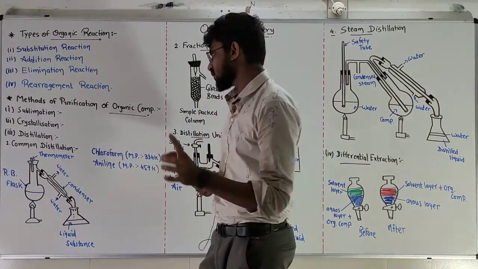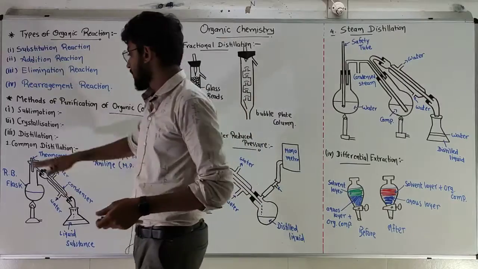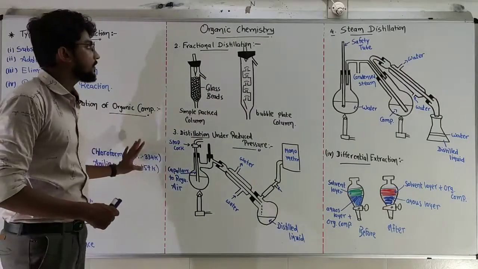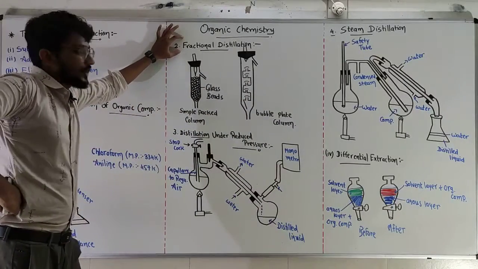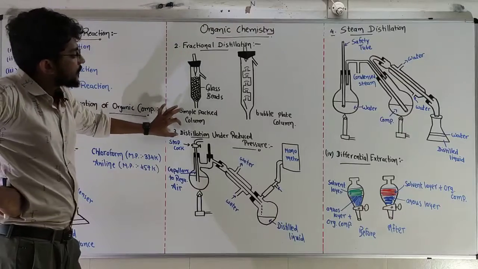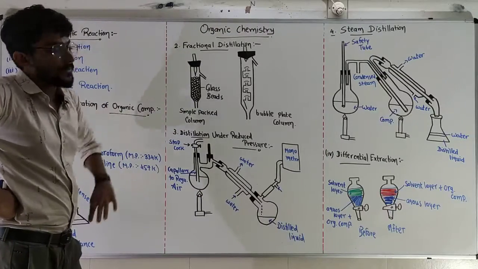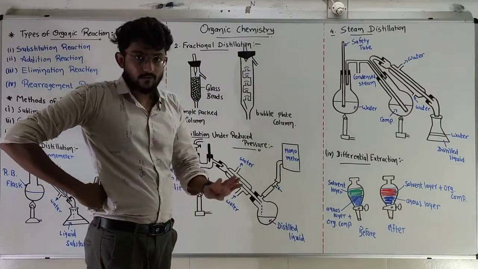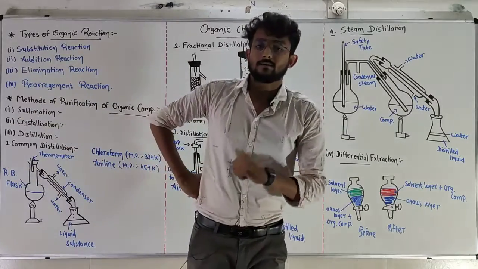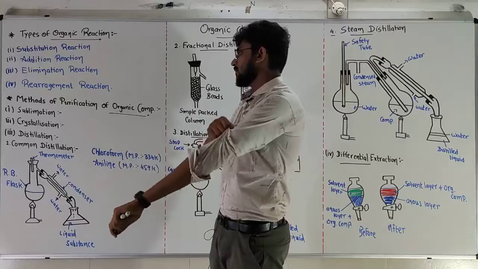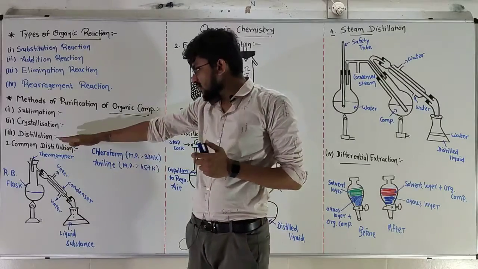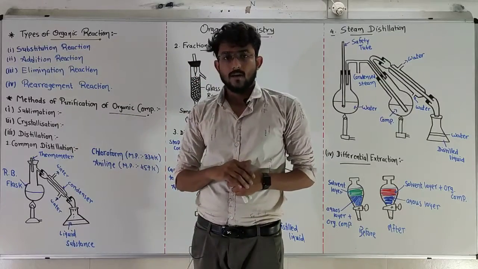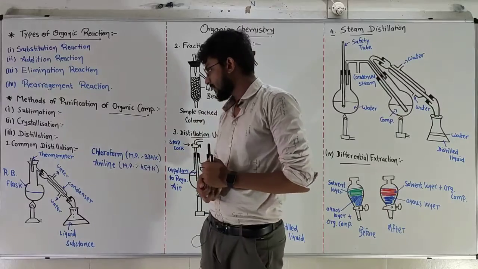First of all, there are a total of 4 types of distillation. First one is common distillation. After that, fractional distillation, distillation under reduced pressure, and steam distillation. Now, the first is common distillation, regular distillation.